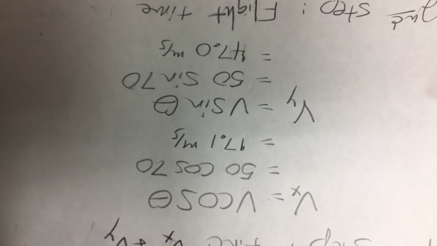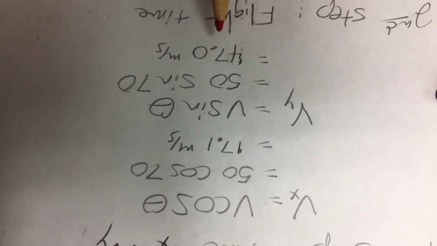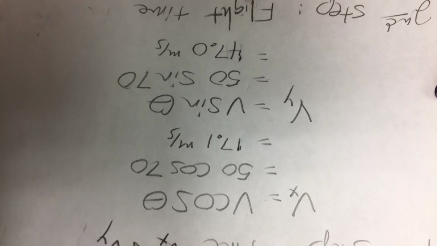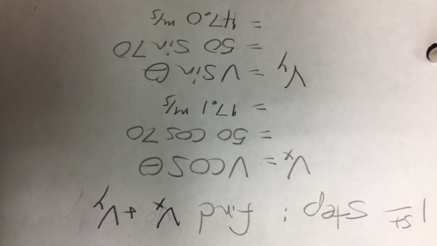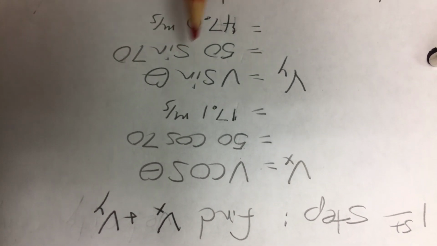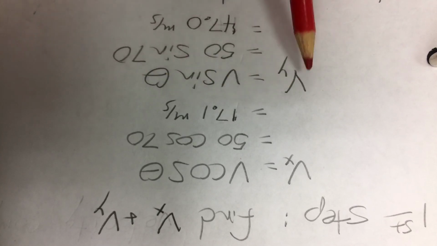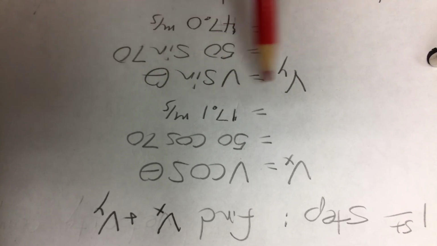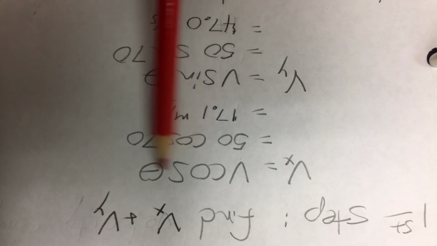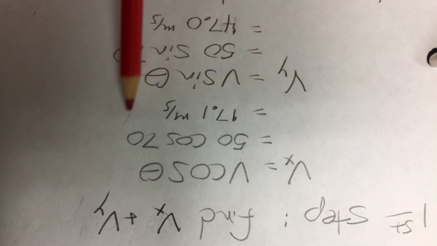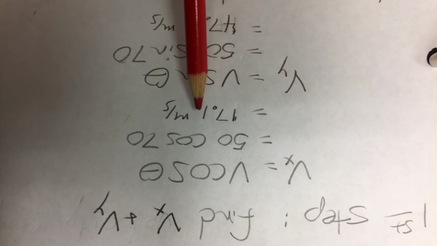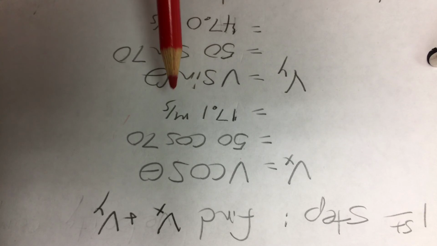50 times the sine of 70, which is going to be 47.0 meters per second. First step then, find the vx and vy. Once again, we find the vy in order to use it in the next step to find the time in the air. The vx is used in the last step to figure out the horizontal distance, the range, the displacement.